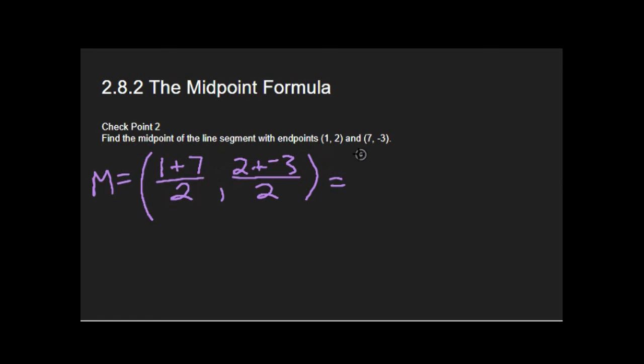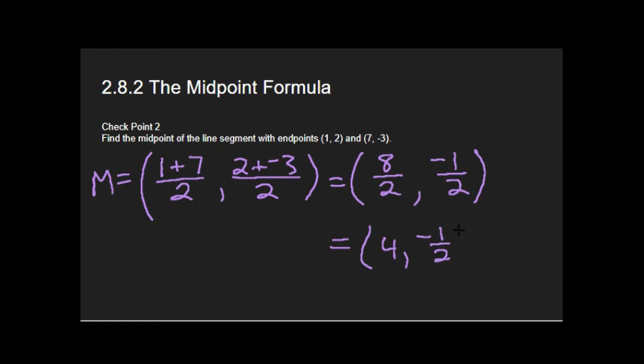1 plus 7 is 8 divided by 2. And 2 plus negative 3, that's 2 minus 3, is negative 1 over 2. And then I have to simplify, so I get 4, negative 1 half as the location of the midpoint for the line segment with endpoints 1, 2, and 7, negative 3. So check the answer that you came up with. If you didn't get that right, make sure you understand what you did wrong.